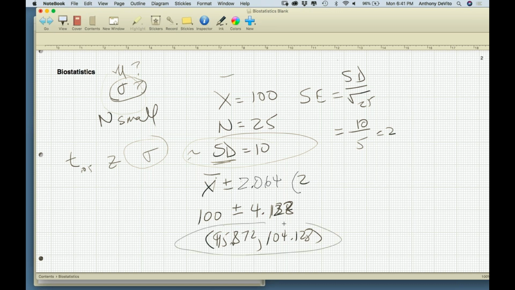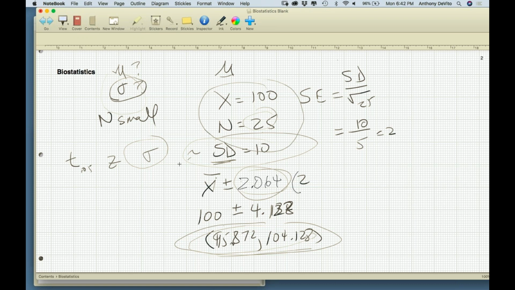So that's now our confidence interval. It's wider than it was before for a couple of reasons. One is that we had to use this t-score instead of the z-value. And the other reason is because our sample size was smaller, our standard error became a larger number. We're 95% certain the true population mean for the population that this sample was taken from is between these two values.